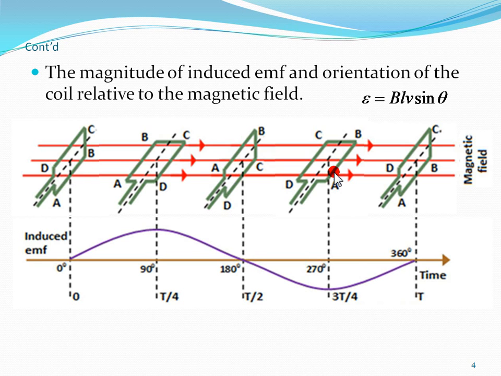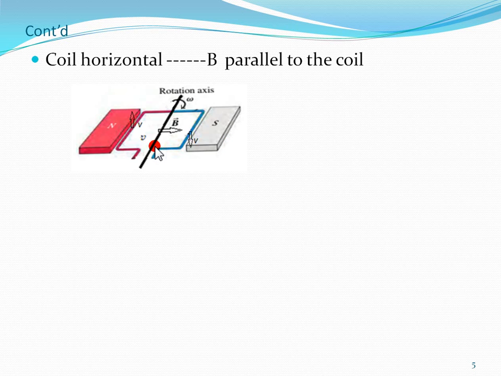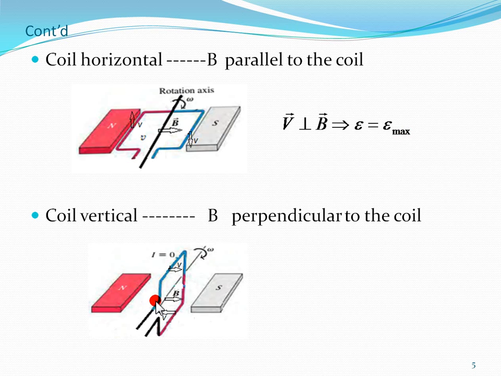So we should clearly see in what orientation of the coil we get the maximum value, and in what orientation of the coil we get the minimum value. To summarize, when the coil is horizontal like this, the B and the coil are parallel, but V and B are perpendicular. So E will be maximum. When the coil is vertical, the B and the coil are perpendicular, but the V and the B are in the same direction. So the E will be minimum. So maximum is obtained when the coil is horizontal, minimum is obtained when the coil is vertical.